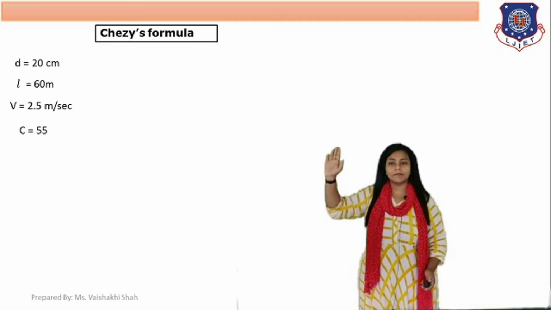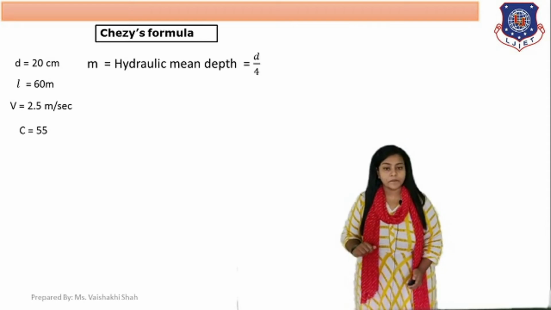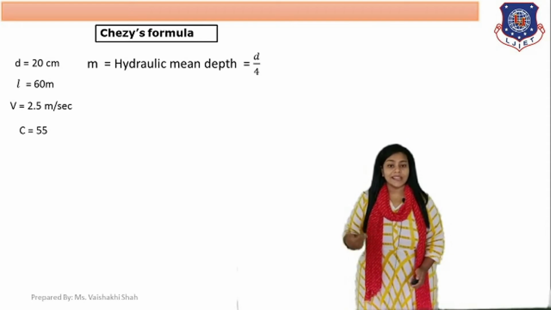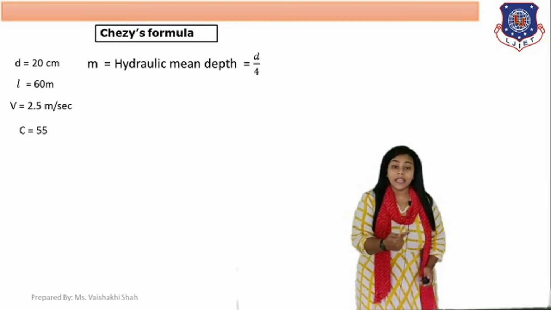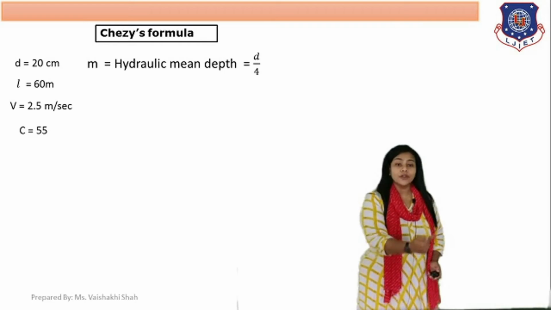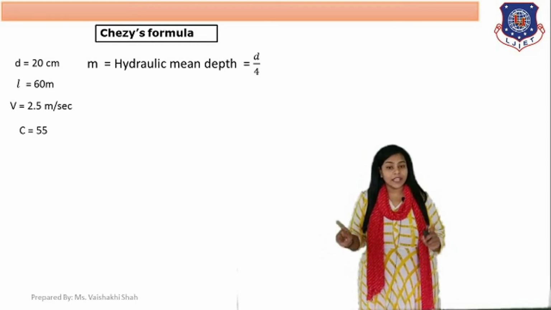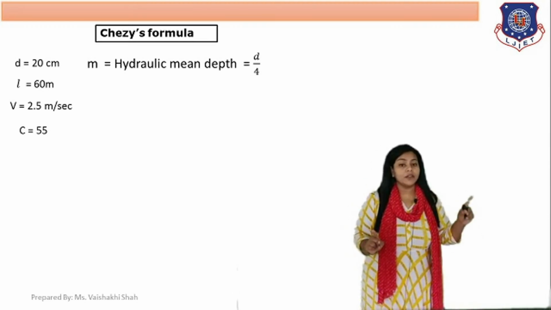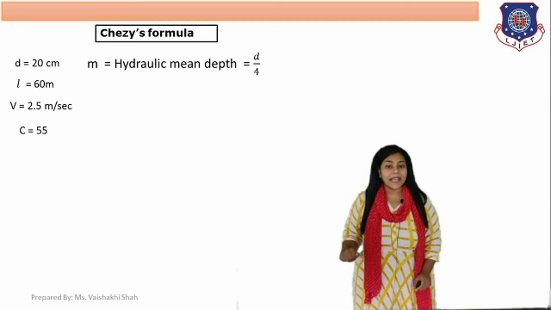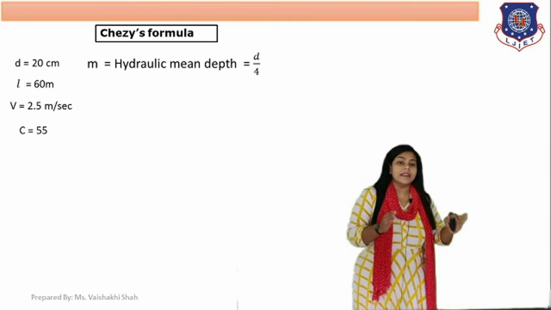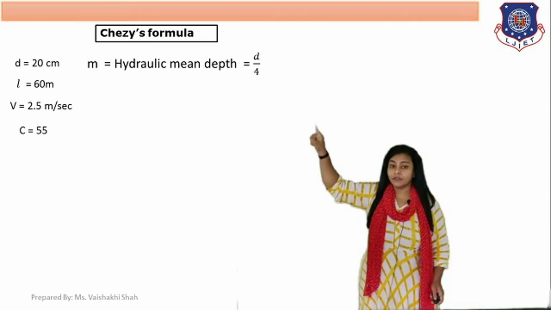Now we will solve this by Chezy's formula. What is the equation for Chezy's formula? Chezy's formula: V equals C into under root m into i. V equals C under root m into i. Now in that equation, what is m? Hydraulic mean depth, and the equation for m is D by 4.